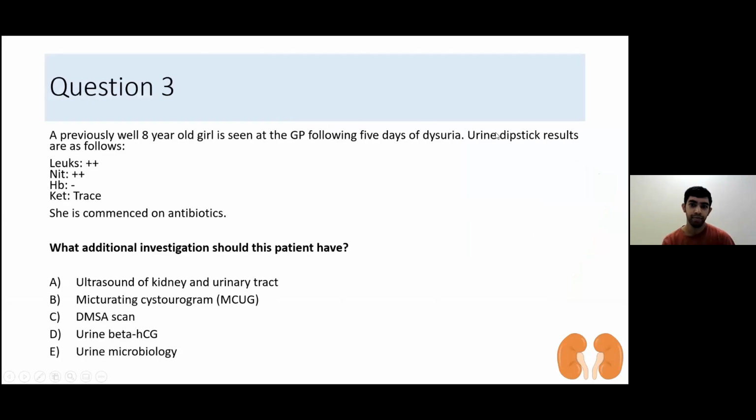Question 3. A previously well 8-year-old girl is seen at the GP following 5 days of dysuria, and her urine dipstick is listed below. She is started on antibiotics, and the question is, what additional investigation should this patient have?